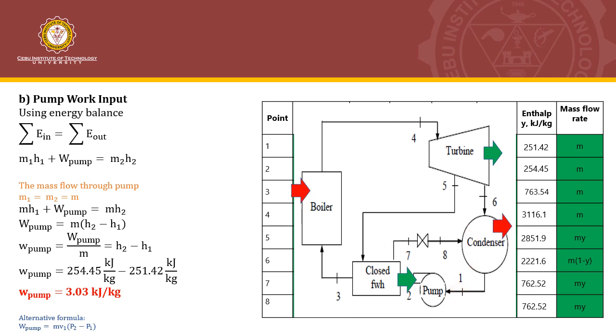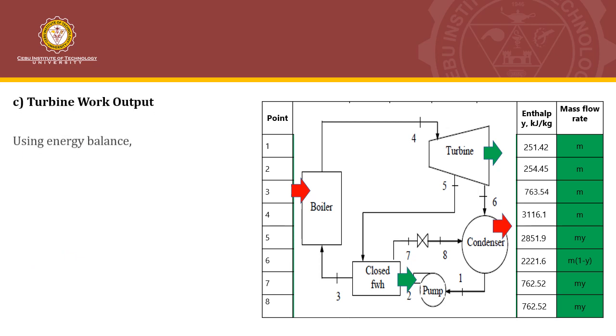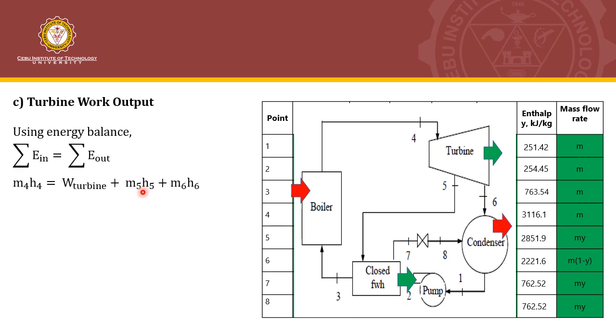So we only have one pump, so we'll proceed right away to the turbine work output. Using energy balance in the turbine, we can find here that the energy entering is at 0.4 and the rest are leaving at 0.5, 0.6, as well as this green arrow here, which indicates the turbine work output. So the energy balance will look like this. So just substitute the values of the masses. We know that M4 is equal to M, M5 is equal to My, M6 is equal to M multiplied by 1 minus Y.